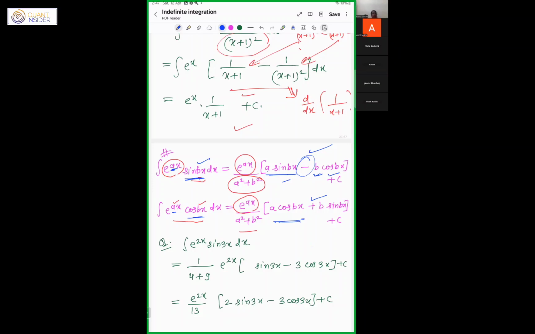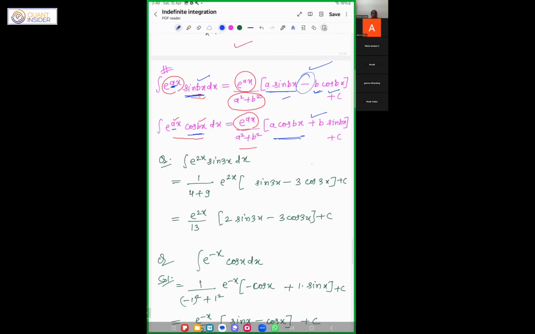Okay, in the first one, you have to replace sine by cos and a by b. In this one, a by b and cos by sine. For the even function, cos function, it is a plus sign in the middle of these two terms. For e to the power ax sine bx, sine bx is odd, so that is why there was a minus sign in the middle of these two terms. I hope you are getting what I want to say.